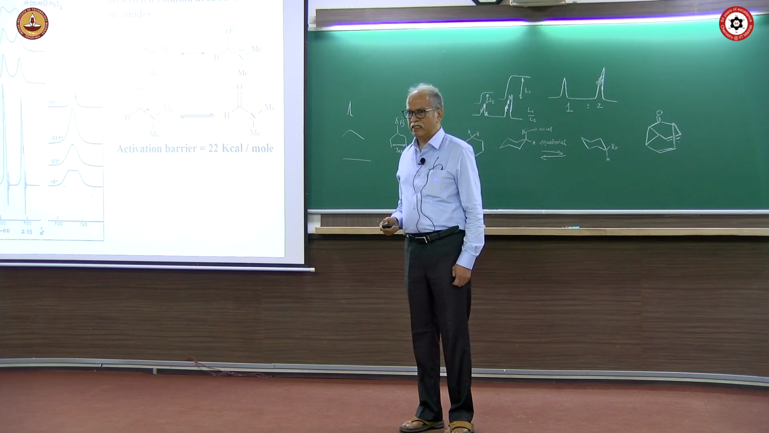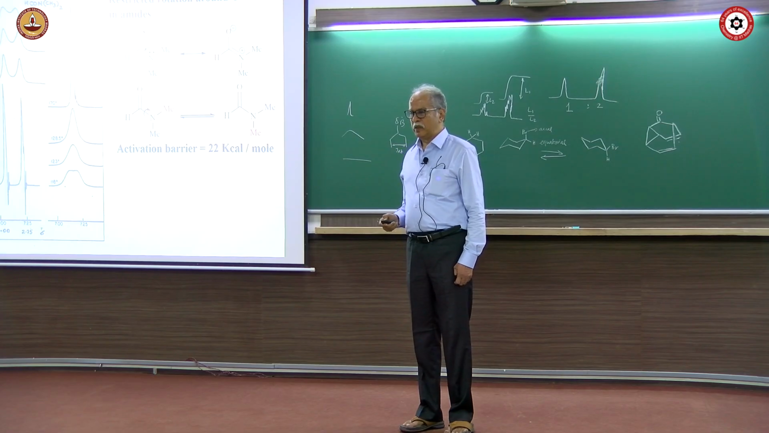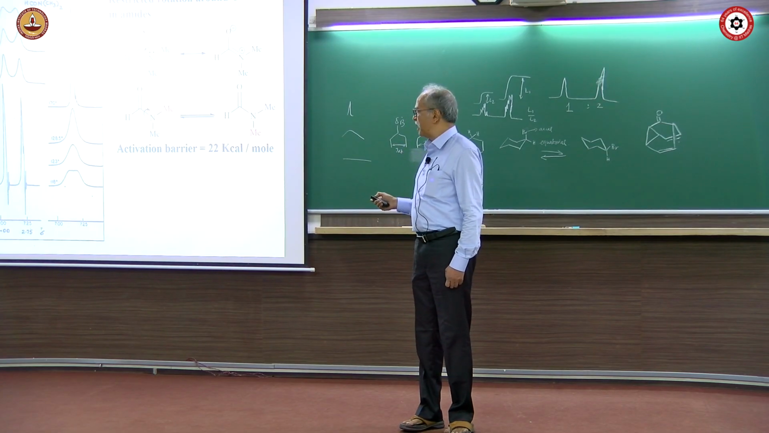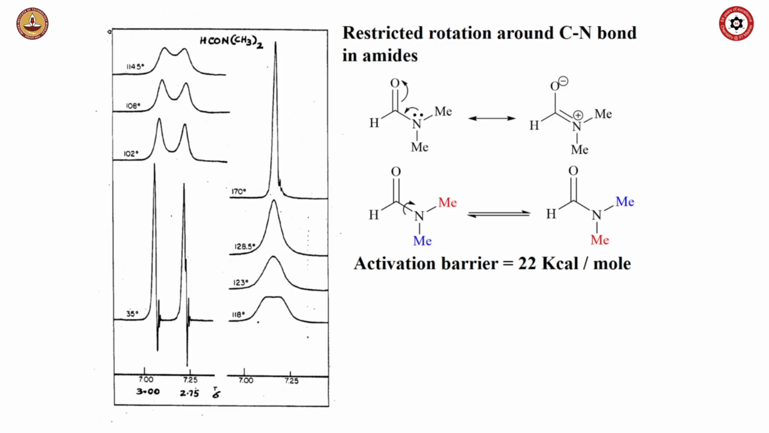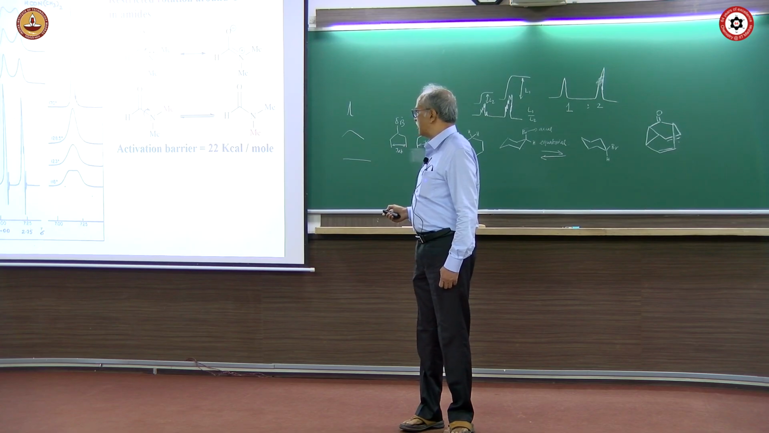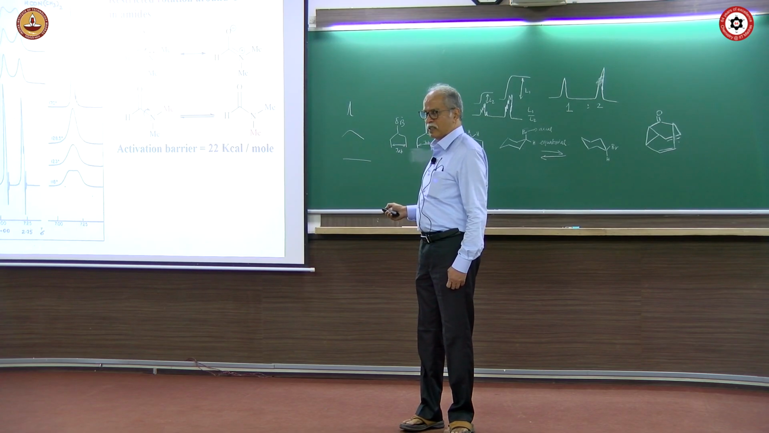Why is it restricted? Because the carbon-nitrogen bond has a double bond character. You can see here the double bond character of the carbon-nitrogen bond. So the rotation along the carbon-nitrogen bond is restricted, and as a result you see two peaks, because the methyls cannot exchange at that temperature. Two peaks are seen at room temperature, and as you heat the sample the rotation becomes faster and faster, and these two become indistinguishable.